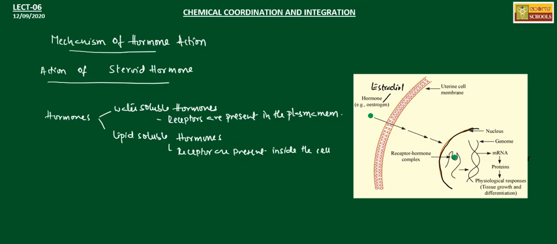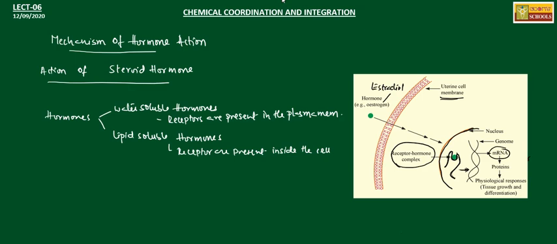Because of this, it straight away passes through the membrane. This is a uterine cell membrane, and then it enters into the nucleus. In the nucleus, you can see there is the receptor. It has received the estradiol and resulted in the formation of a hormone receptor complex, right? Now this hormone receptor complex will bind to a specific region on the DNA, and that results in the process of transcription and the formation of mRNA.